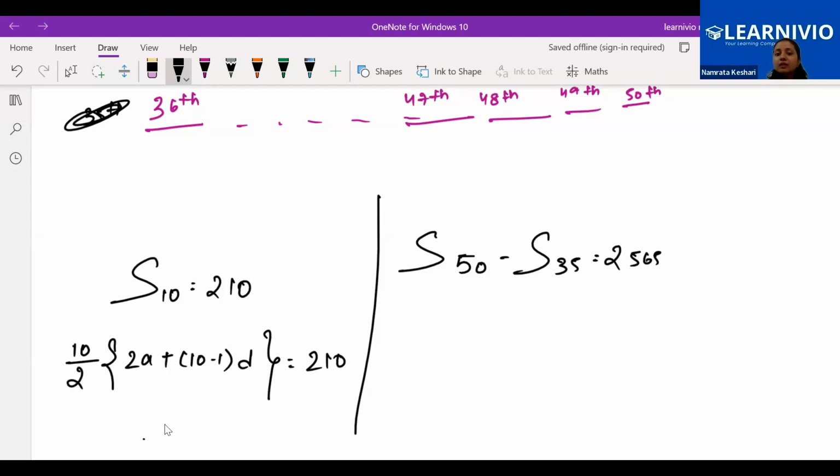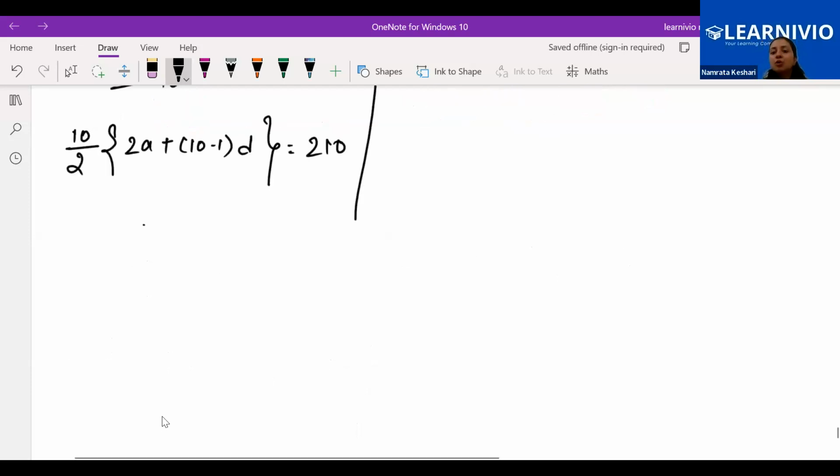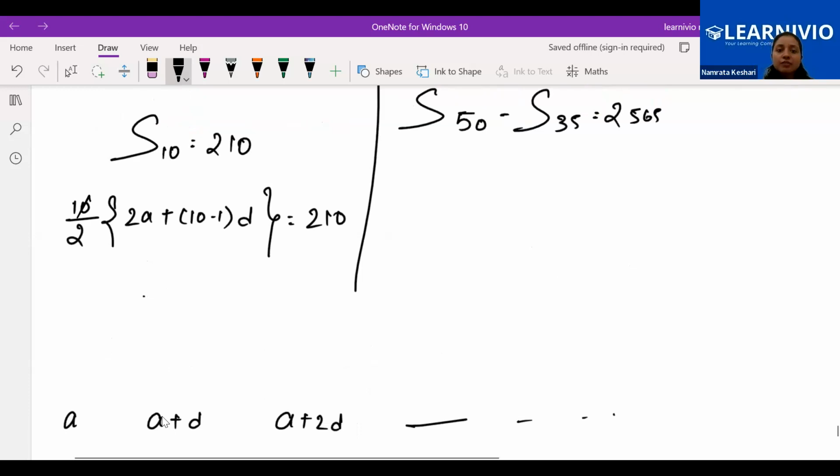Now when you simplify, you will get an equation having a and d, and you just have to solve these two equations to find the values of a and d. Once you have a and d, you will be able to show your AP. AP means what? First term is a, next term is a plus d, next term is a plus 2d. Like that, write 3-4 terms and you will be done. I got 2a plus 9d is equal to 42. Exactly.